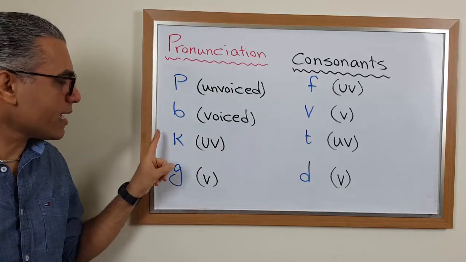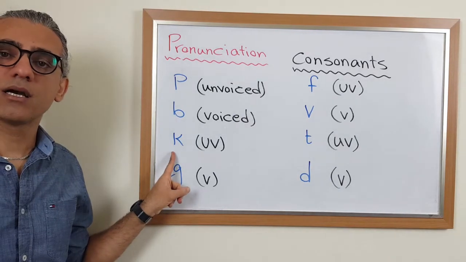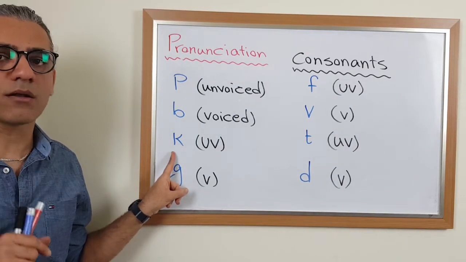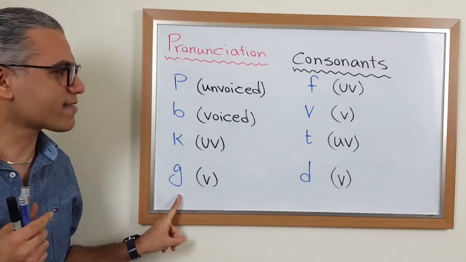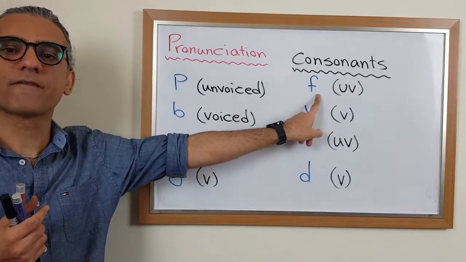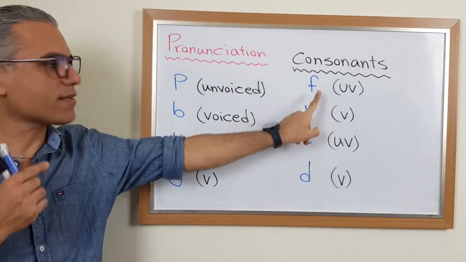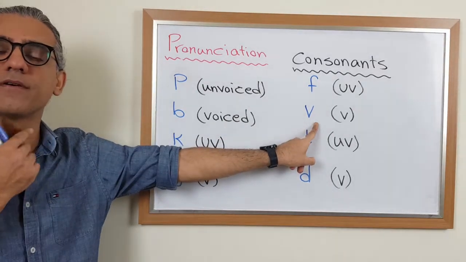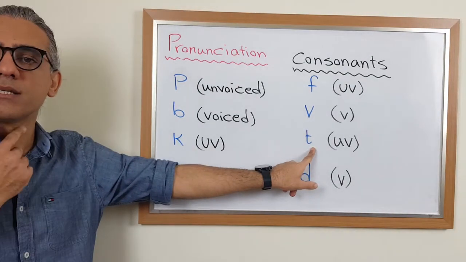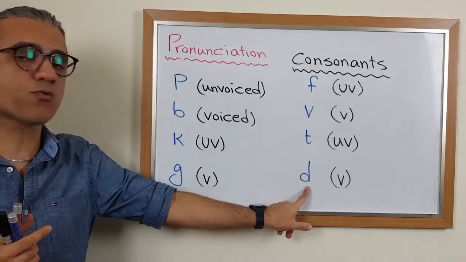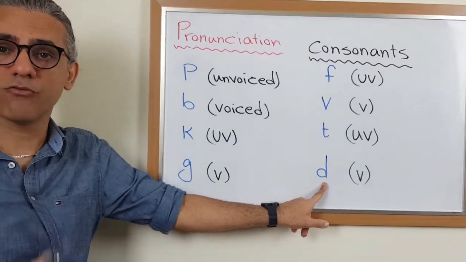Again, the next consonant is k, k, unvoiced. Next one, g, g, voiced. Next one, f, f, unvoiced. Next, v, v, it's voiced. Next one, t, t, it's unvoiced. Next one, d, it is voiced.